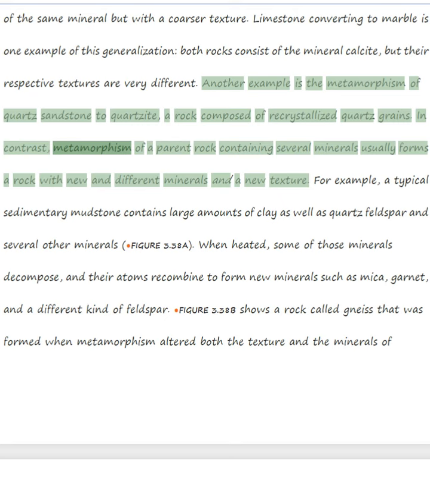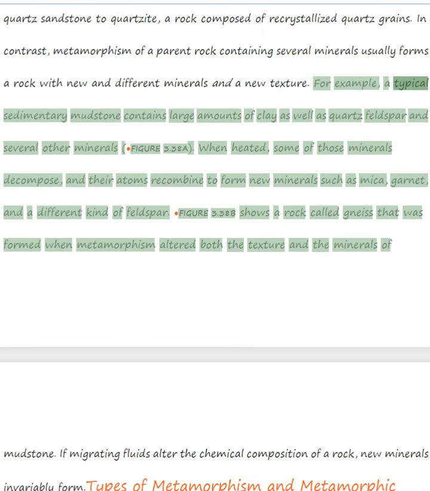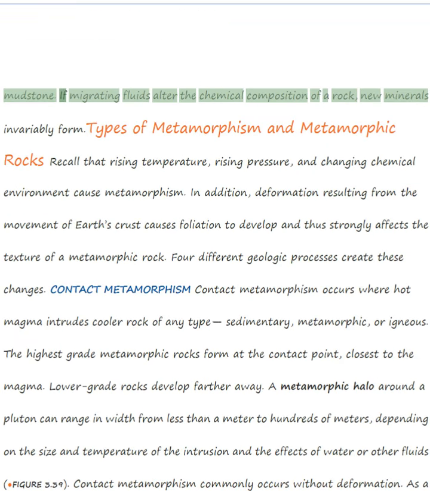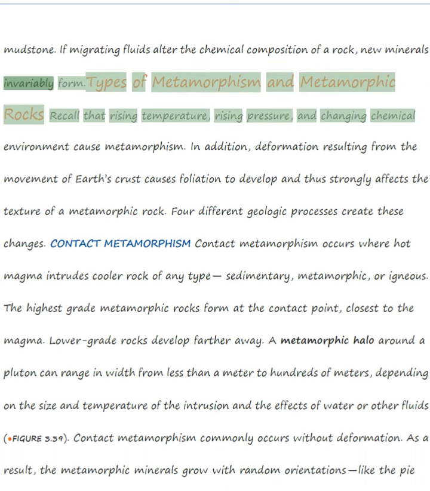In contrast, metamorphism of a parent rock containing several minerals usually forms a rock with new and different minerals and a new texture. For example, a typical sedimentary mudstone contains large amounts of clay as well as quartz, feldspar, and several other minerals. When heated, some of those minerals decompose, and their atoms recombine to form new minerals such as mica, garnet, and a different kind of feldspar. Figure 3.38b shows a rock called gneiss that was formed when metamorphism altered both the texture and the minerals of mudstone. If migrating fluids alter the chemical composition of a rock, new minerals invariably form.